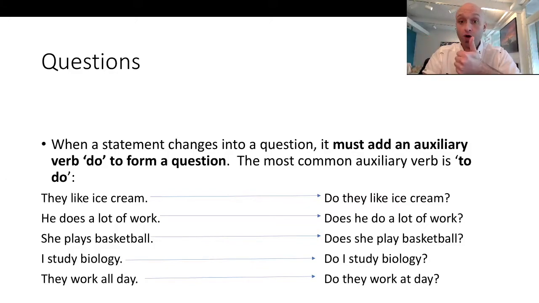He does a lot of work. Does he do a lot of work? She plays basketball. Does she play basketball? I study biology. Do I study biology? They work all day. Do they work all day? So we're adding that auxiliary verb of do to change it into a question.